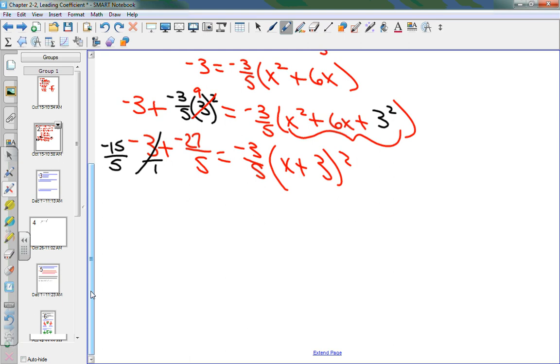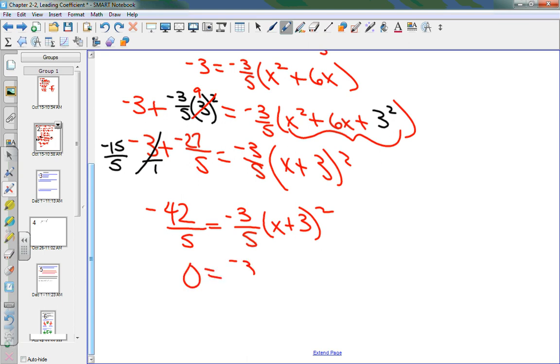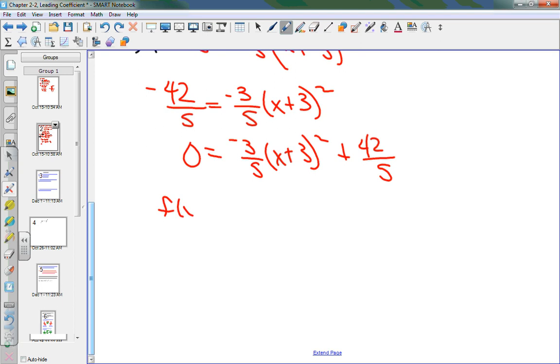What's negative 15 and negative 27? Negative 42 over 5 is equal to negative 3 over 5 times x plus 3 quantity squared. Am I done? No, because I need it in standard form. What's standard form? So 0 is equal to negative 3/5 times x plus 3 squared plus 42 over 5. This is my standard form function.